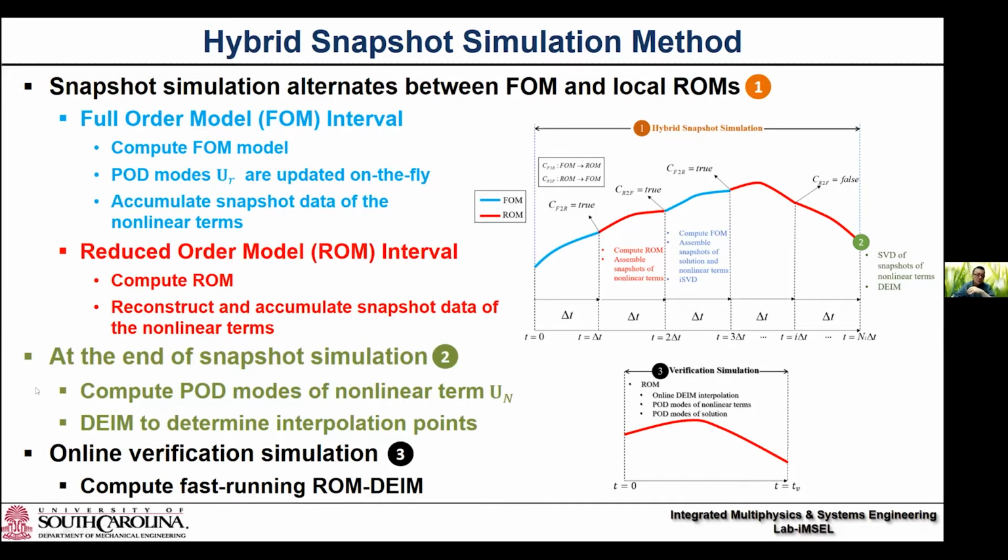Then, in step 2, we will also do DEIM to determine the interpolation points. At the end of step 2, we will have these DEIM interpolation points, and then we can construct the very computationally efficient DEIM reduced model, which can be used for online verification simulation or online testing simulation, which is the time you really want to utilize the reduced model you just generated. So this slide gives you an overall picture of this hybrid snapshot simulation method.